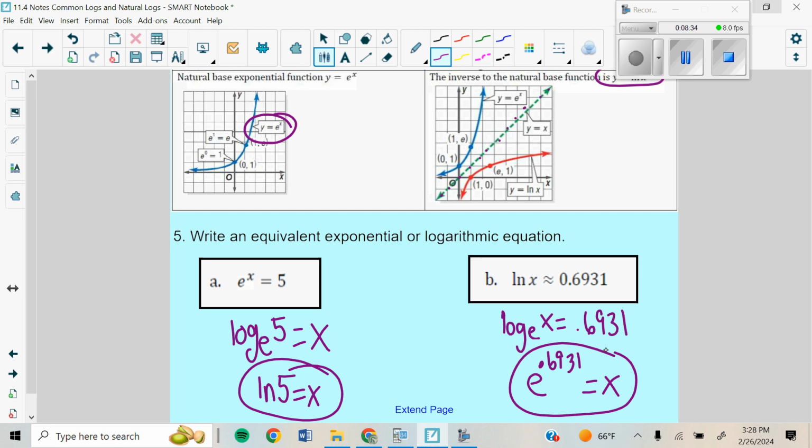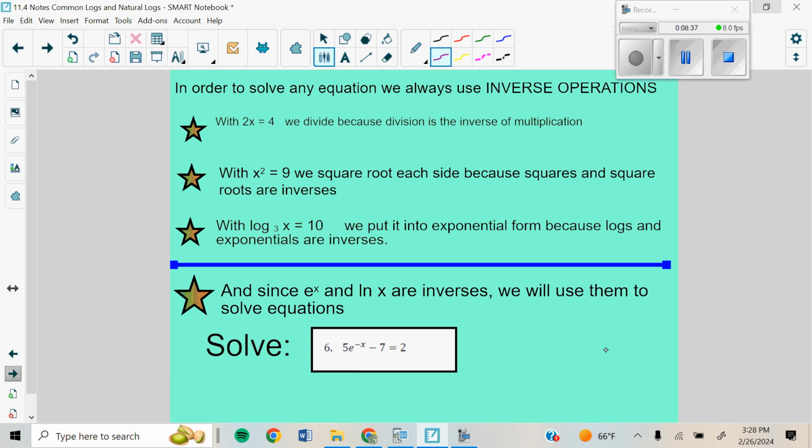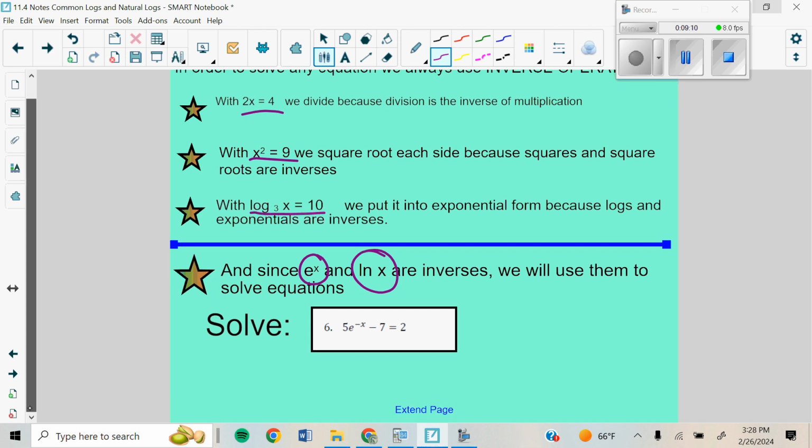Those are interchangeable. The reason we talk about that is inverse operations. If we have 2x equals 4, it's 2 times x, so we're going to divide. That's the inverse. If we have x squared equals 9, we're going to take the square root on both sides, because that's the inverse of squaring something. If I have log base 3 of x equals 10, we're going to put it into exponential form, because that's the inverse. So e to the x and natural log of x are inverses. That's how we use them, to help get rid of that e to the x.